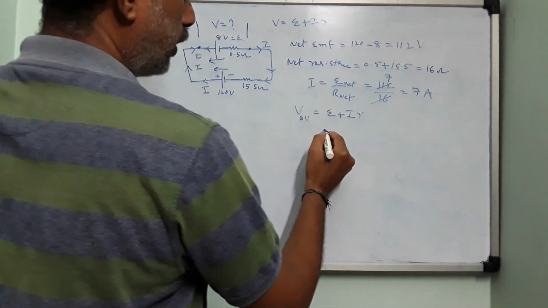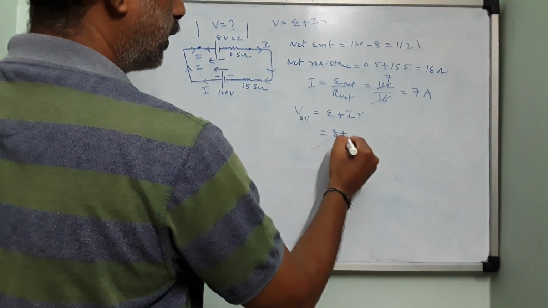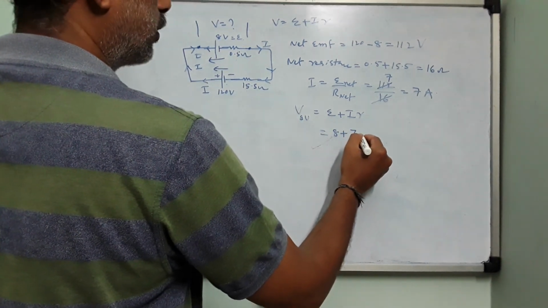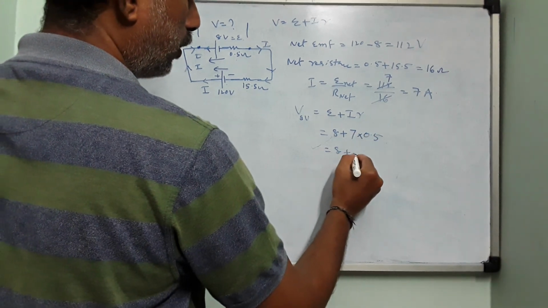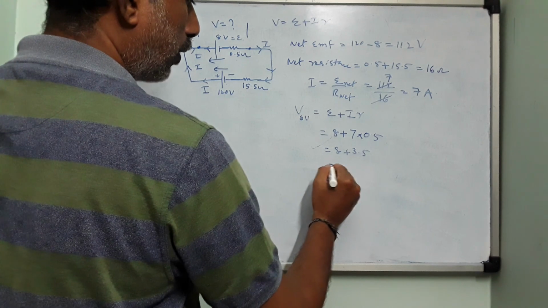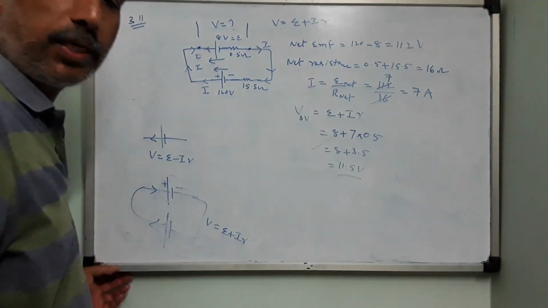So what is the E value? E is nothing but 8 volt, plus I is nothing but what? 7 ampere. Internal resistance is how much? 0.5. So this 8 plus 3.5 is nothing but what? 11.5 volt. So this is the best example, children.